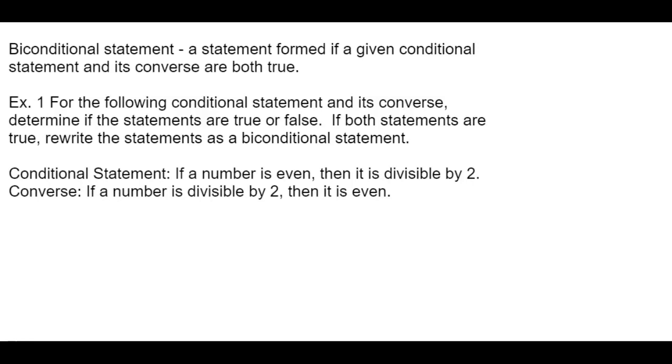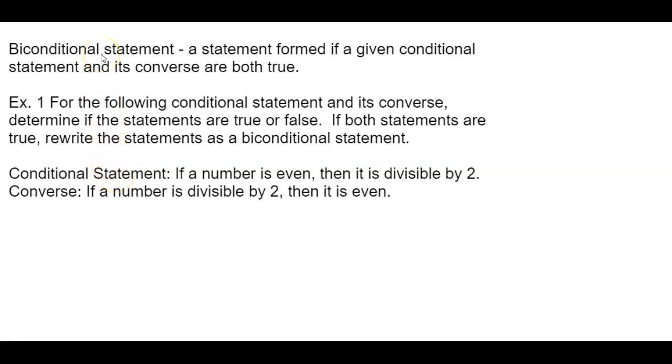Previously, we learned that a conditional statement is an if-then statement, and you have a hypothesis after the if part and a conclusion after the then part. So in this conditional statement, if a number is even is the hypothesis, then it is divisible by 2, that's the conclusion. We learned also how to find the converse by switching the hypothesis and the conclusion. If a number is divisible by 2, then it is even. So now the conclusion came first and the hypothesis second, based off our original conditional statement.